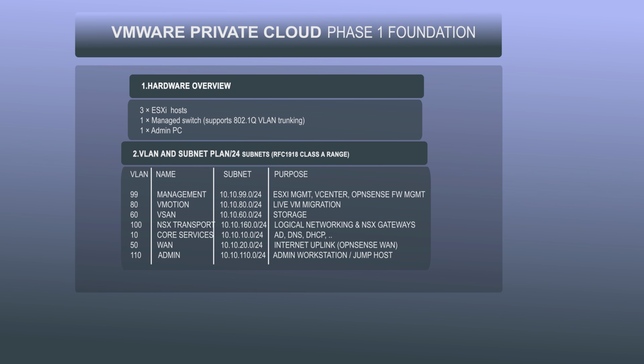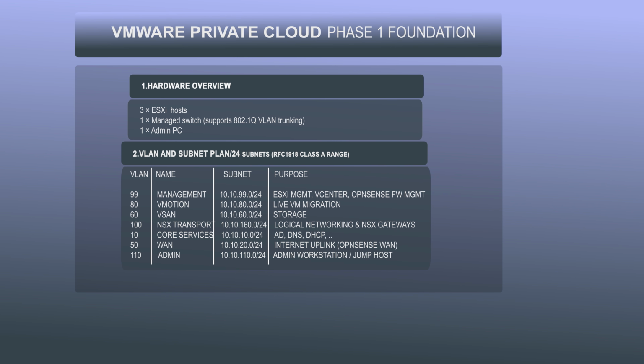These are the VLANs I created, each with a clean /24 subnet and a specific purpose, just like a real enterprise network. And all of these VLANs together are the core foundation for building the entire private cloud. I'm using a private class A range because it gives me a high address space, flexibility, and room to scale as the environment grows. VLAN 99 is for management: ESXi host management, vCenter, OpenSANs, firewall.